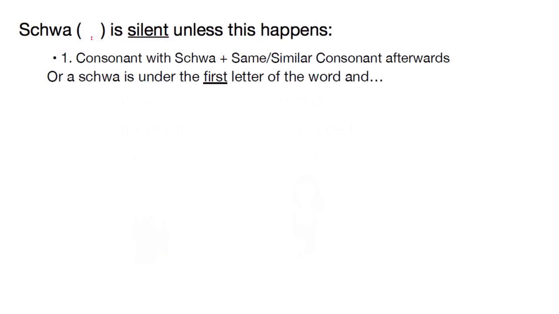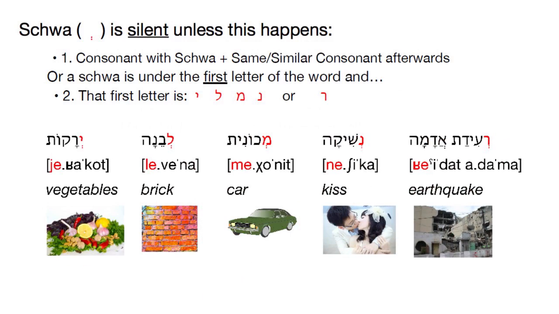Categories 2, 3, and 4 all talk about what happens when the schwa is under the very first letter in your word, and only in that case. For category 2, we talked about 5 special letters that force that schwa to make an eh sound. They were Yud, Lamed, Mem, Nun, and Resh, as in Yerakot, Levena, Mechonit, Neshika, Reidat Adama.